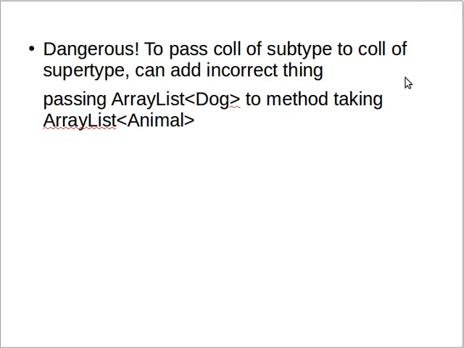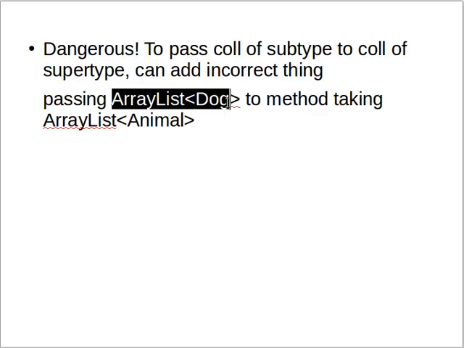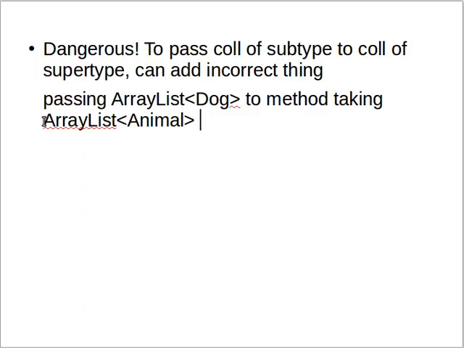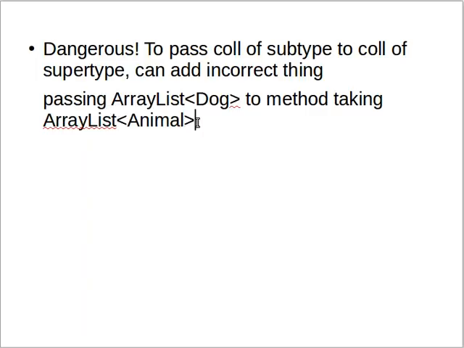So why is this not allowed? This is not allowed because basically it's dangerous to pass a collection of a subtype to a collection of a supertype. So in this case the argument that the method is taking is ArrayList of Animals, and we are trying to pass say ArrayList of Dogs. So this can lead to incorrect addition to the ArrayList of Animals if we are, in the method, going to add something to the ArrayList.